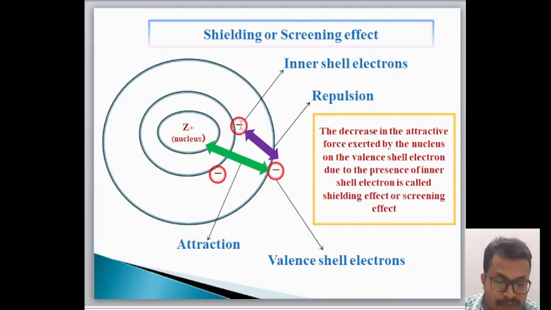That means due to the presence of the inner shell electrons, the outermost shell electron will feel less force of attraction from the nucleus. This decreasing force of attraction is known as the shielding or screening effect. That means the inner shell electrons act as a shield between the outermost shell electron and the nucleus.